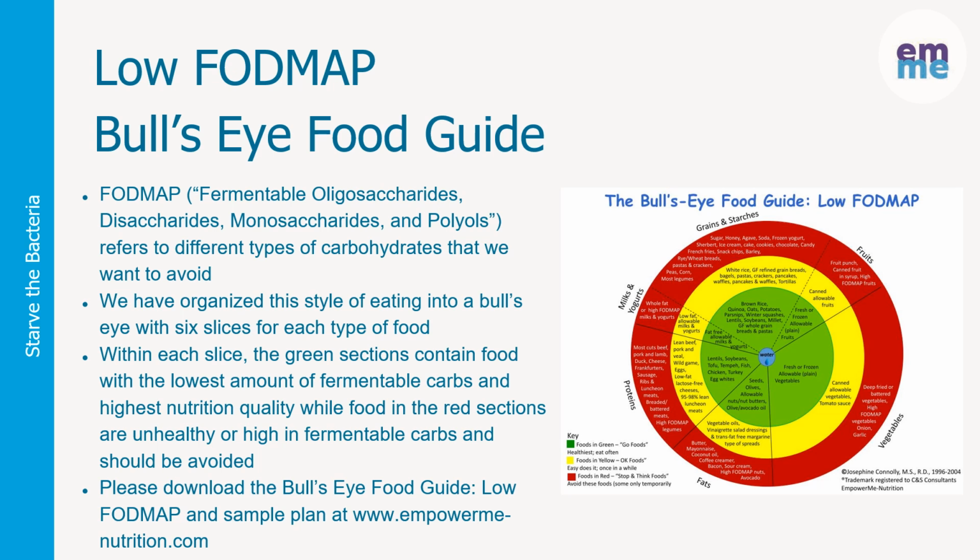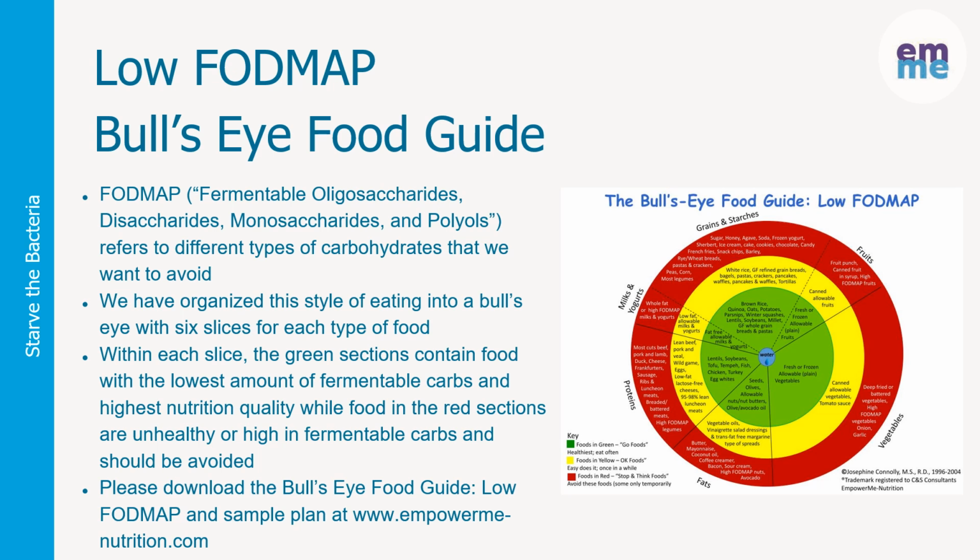This guide puts foods into one of 6 food groups. So up on top, we have the grain and starch group. Then to the right, we have the fruit group, followed by the vegetable group, fat group, the protein group, and milk and yogurts. The inner circle of each of these 6 food groups, the green section, are the healthiest foods within each of the groups that are also low in fermentable carbohydrates. We want these to make up the majority of your diet while you're following the low FODMAP eating style.